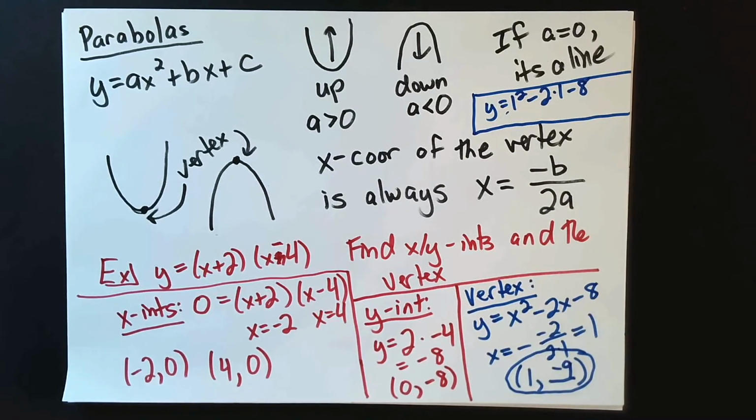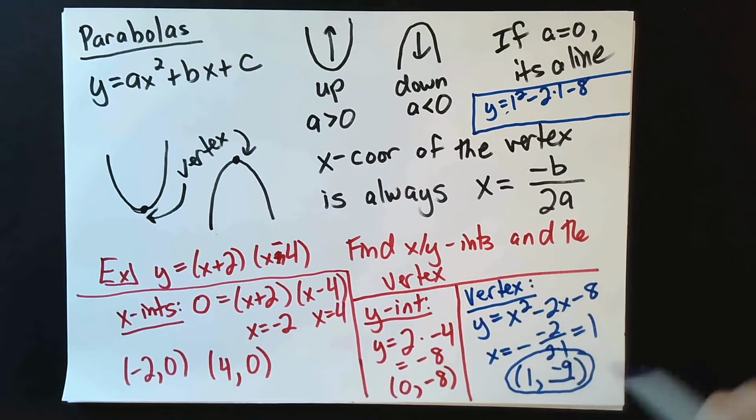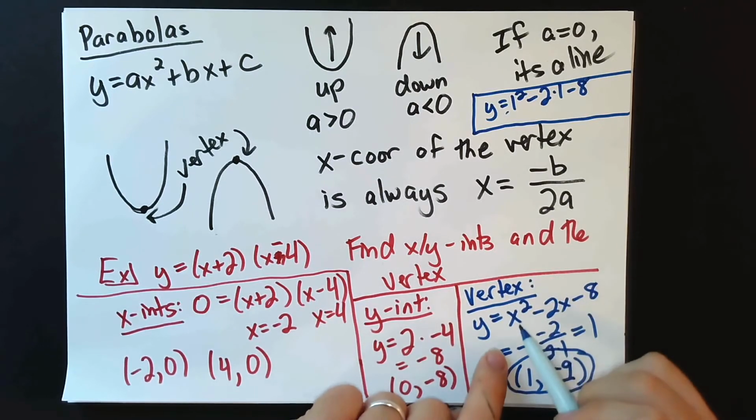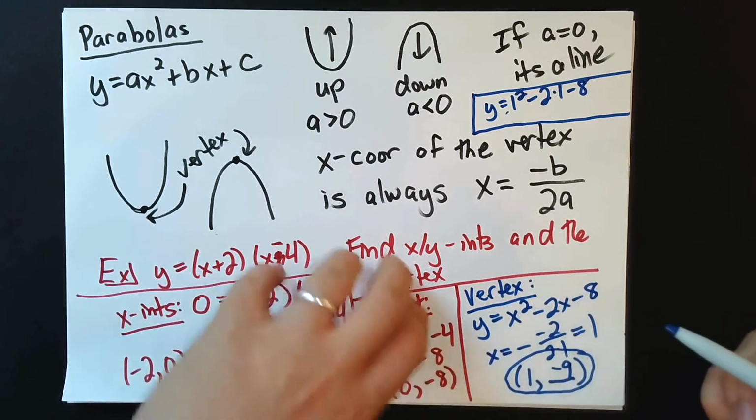You can take a moment to think about this. Does this parabola point up or down? This parabola points up because, again, the a is 1 and 1 is more than 0.